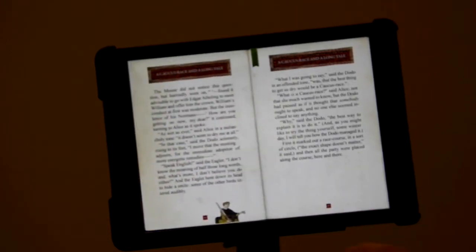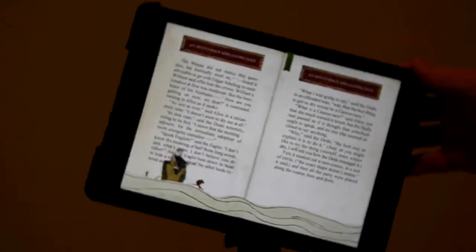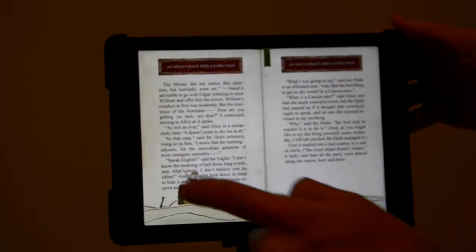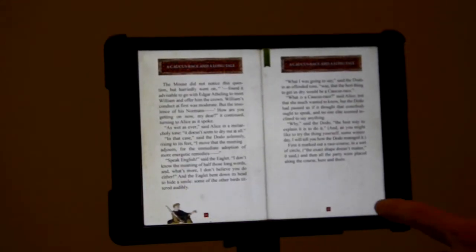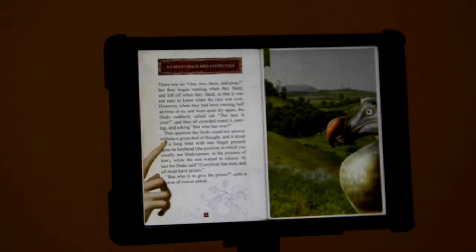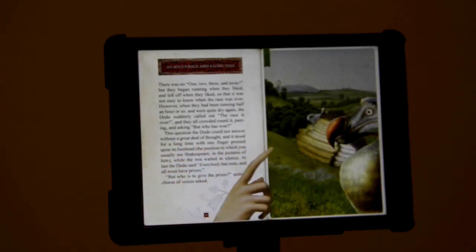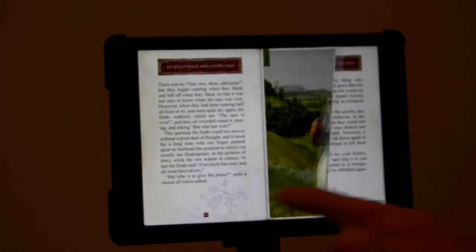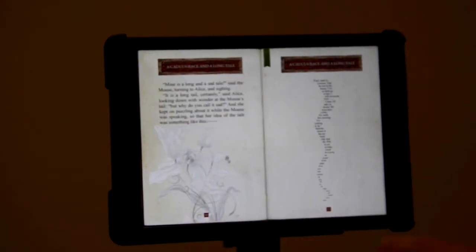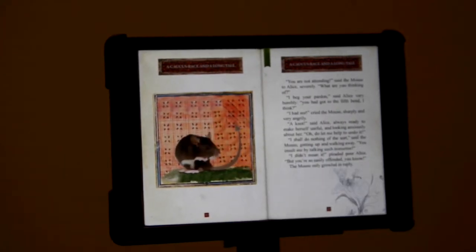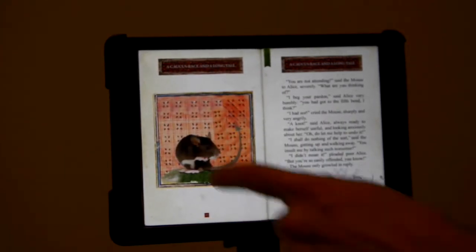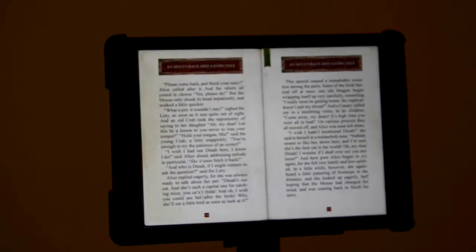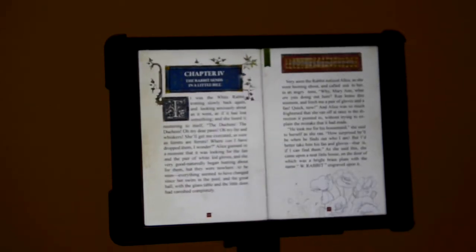frowning, but very politely. This is a nice thing that the iPad found, advisable to go with. There were no birds. "1, 2, 3 and away," but they began running when they liked and left off when they liked, so that it was not easy to know. "Why, Mine? You are not attending," said the mouse to Alice. Sound effect. "What are you thinking of? I beg your pardon. Please come back and finish your story."